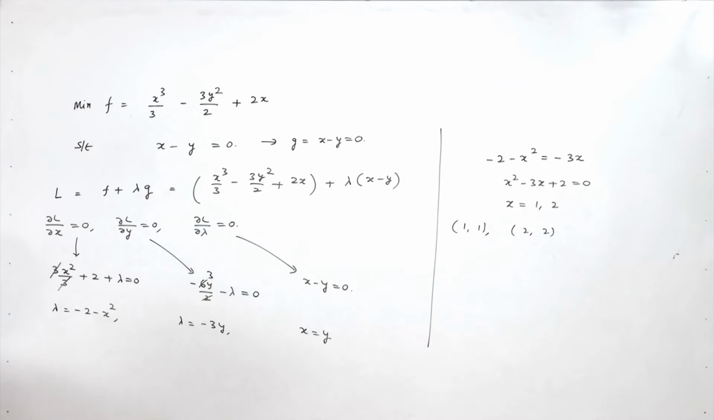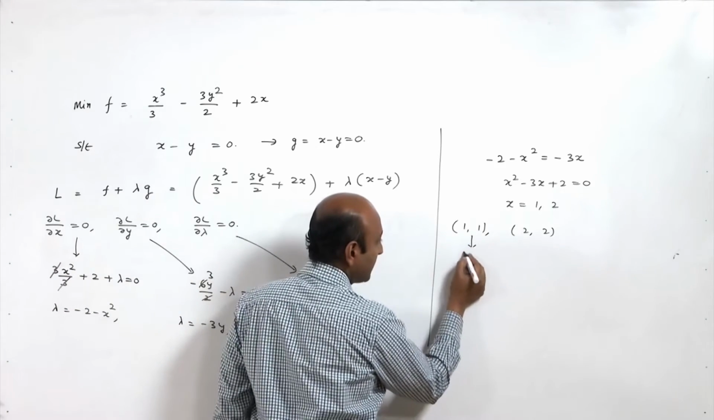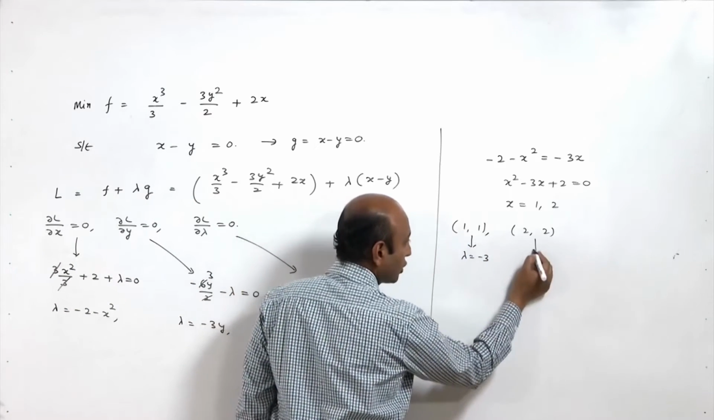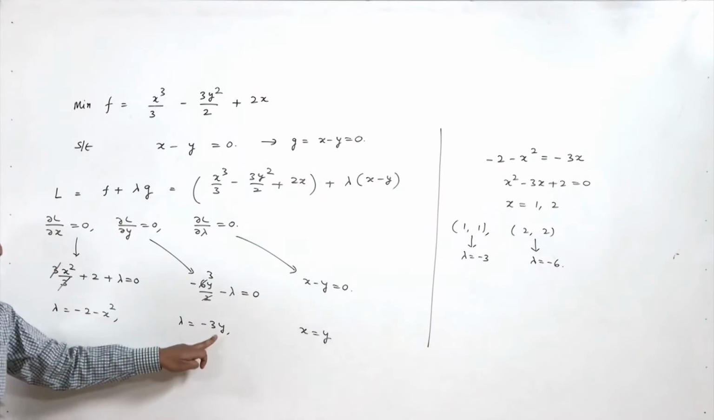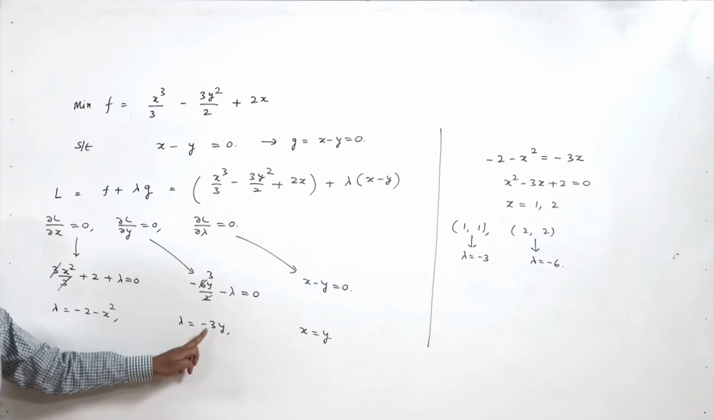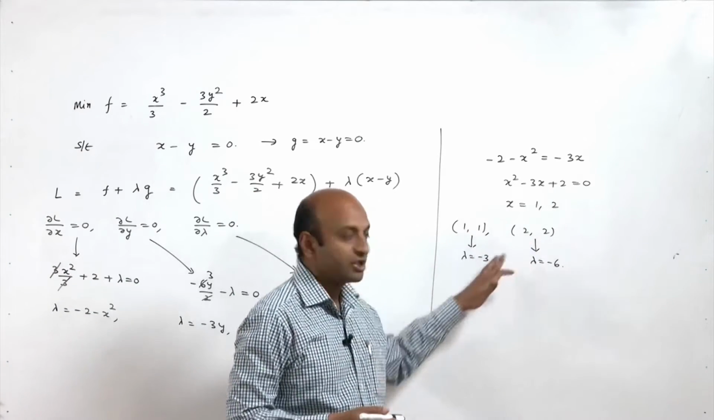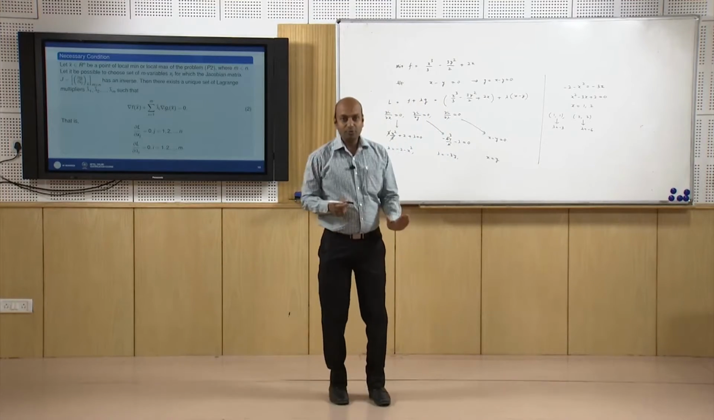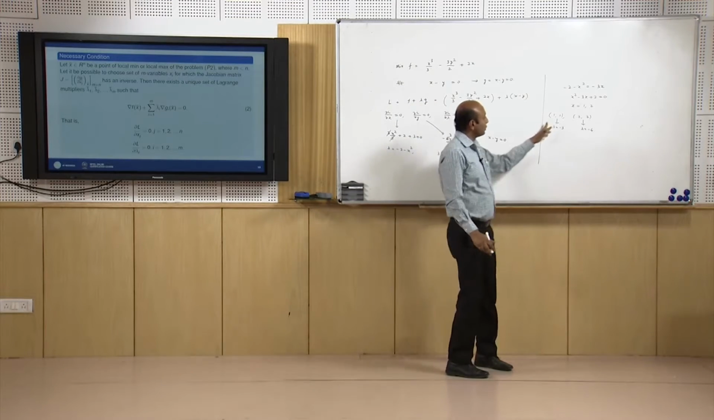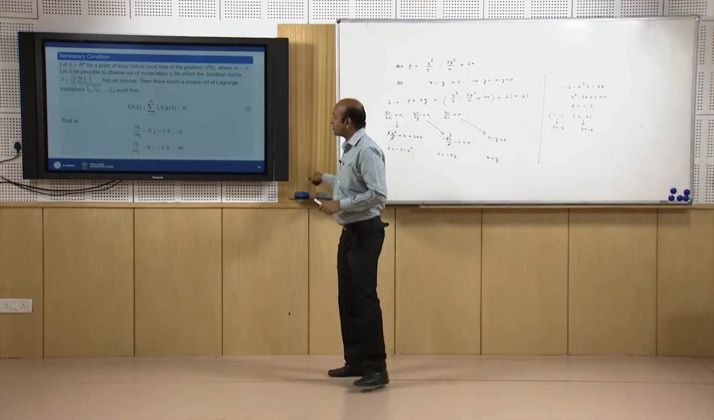And when x is 1 or y is 1, lambda is minus 3. Corresponding to this, lambda is minus 3, and corresponding to this, lambda is minus 6, because you substitute y equal to 2. So lambda is equal to minus 3. So these are the stationary points. Now, to see which point is the point of local minima and which point is the point of local maxima, we will apply the sufficient condition.